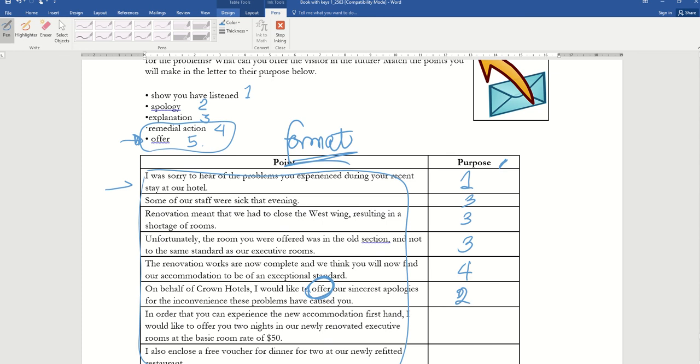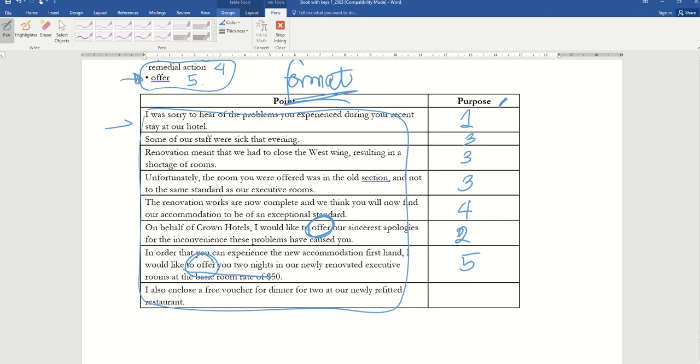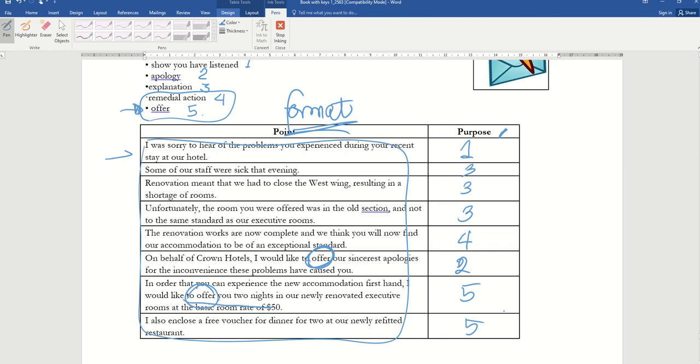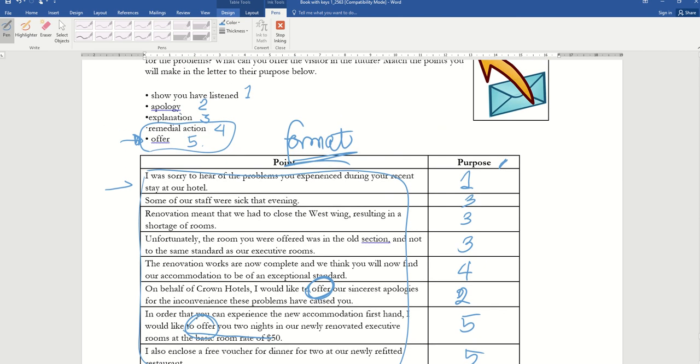Number 2, apology. In order that you can experience the new accommodation firsthand, I would like to offer you 2 nights. Okay, right here. Offer here means compensation, number 5. And also free voucher, number 5 again, offer. See, for the apology, it can be in the beginning and also before providing or offering compensation. 2 positions, 2 places, that is also fine.